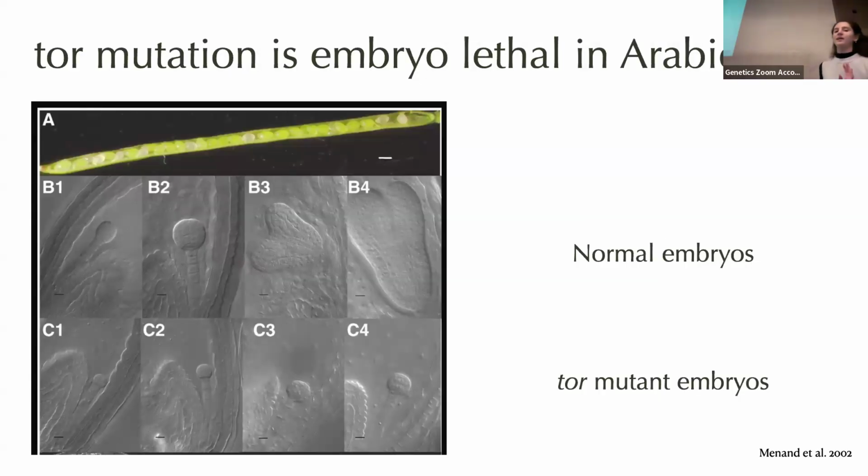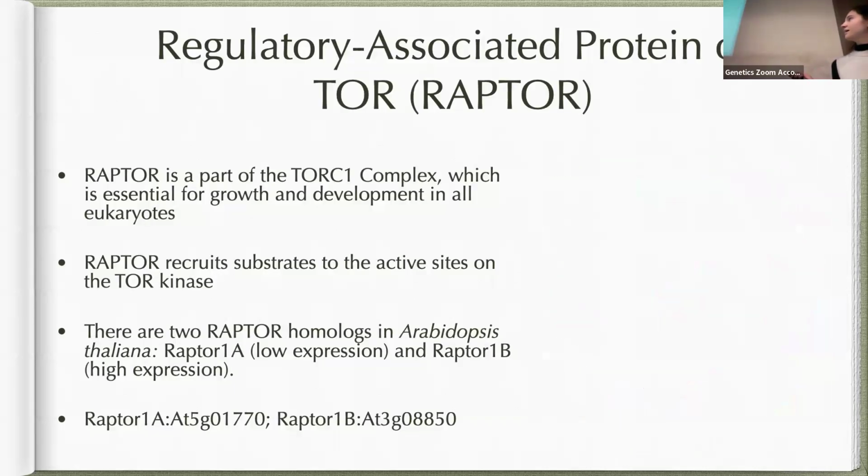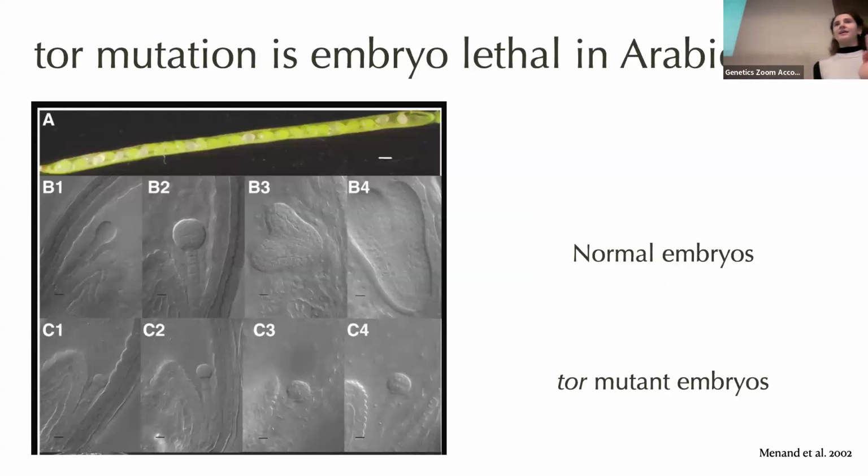One of the reasons that we have chosen to study Raptor is that mutation of the Tor protein is lethal in Arabidopsis. It's also lethal in many other organisms. These are normal Arabidopsis embryos. They're growing. These are Tor mutant embryos. Basically, they just don't grow. They're dead.